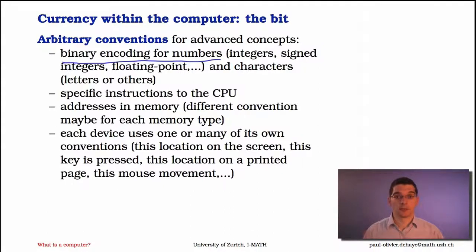So the screen that I have in front of me, or the camera that I have in front of me, translates images into bits, and this has to be done in a way that can then be transferred to some other place in the computer and understood. Same thing with the keyboard. When I press a key, this has to be translated into bits, or when I move a mouse.